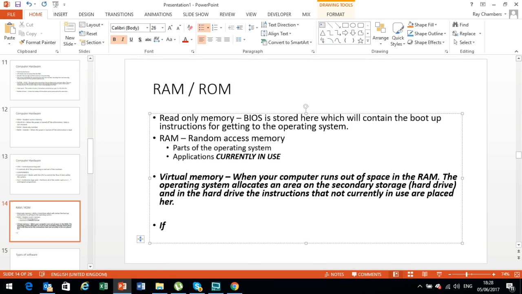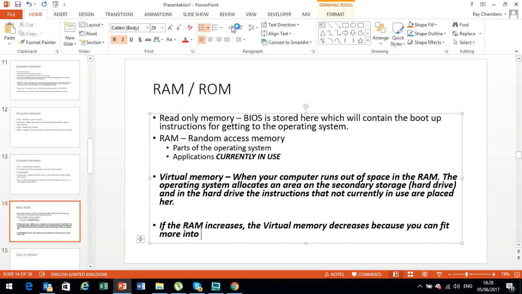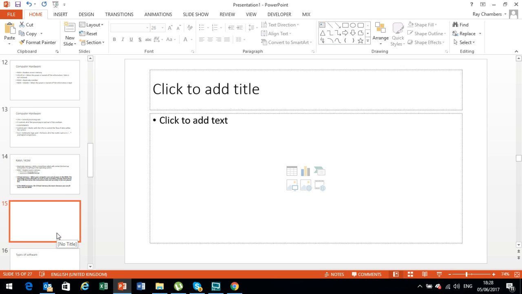Now, if the RAM increases, the virtual memory decreases because you can fit more into the RAM. You've got to remember that, alright? So virtual memory basically acts like RAM.